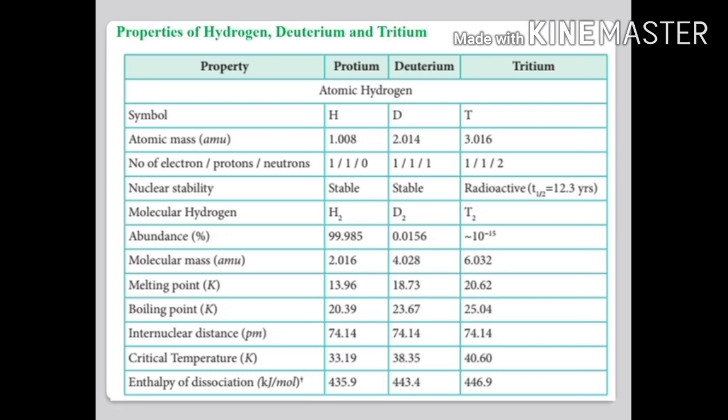Abundance in the earth's crust: protium is present at 99.985%, deuterium 0.0156%, and tritium 10 to the power minus 15%.